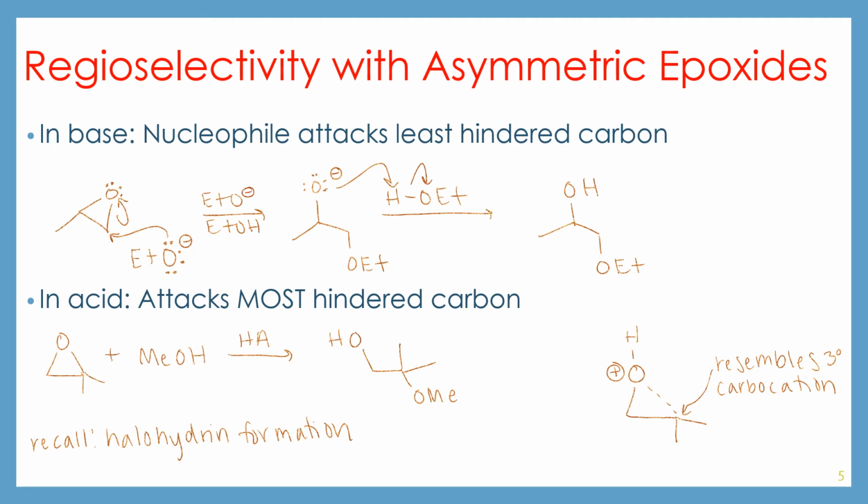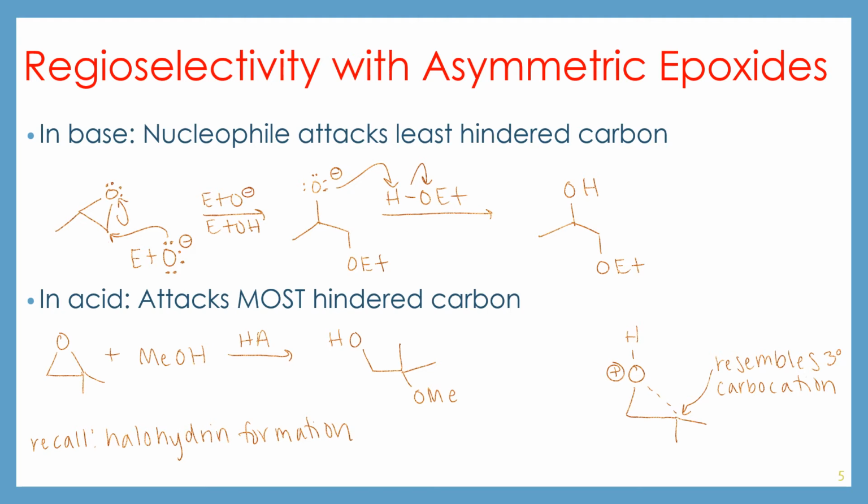Okay, so let's talk about regioselectivity. This really only matters if you have an asymmetric epoxide. On our previous slide, the epoxide was ethylene oxide and it was symmetrical, so it didn't matter which carbon you attacked. I just picked the one that was closest. But if it's asymmetric, it does matter.